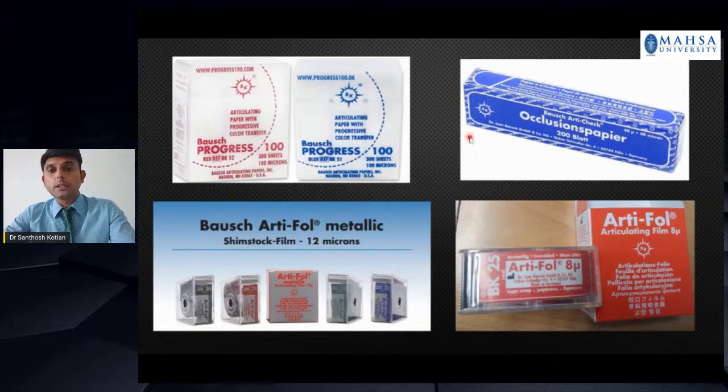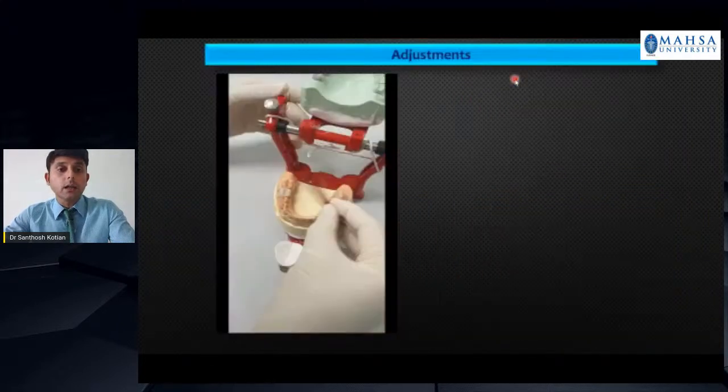Usually the 20 to 40 microns is the articulating paper that you use for checking the occlusal high points. Usually they are red and blue colored. There is a certain procedure to be followed when you're doing that. I will just show you this video here.